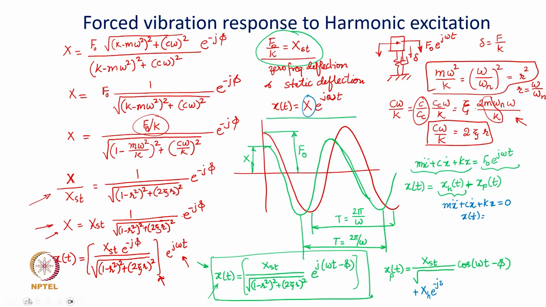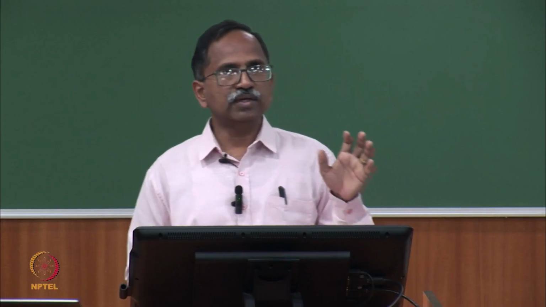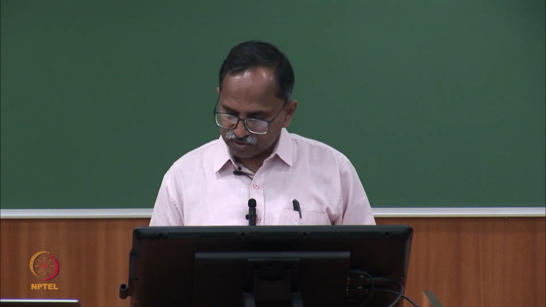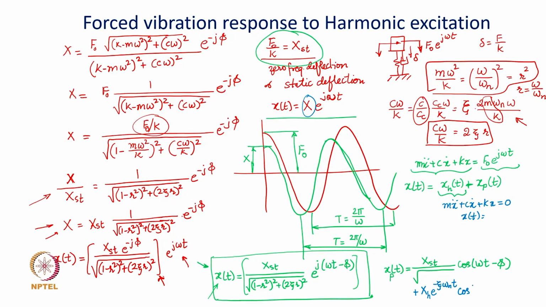Right. So, this was minus zeta omega n t, is it not, an exponentially decaying quantity, right, with the amplitude x h, which was again a function of initial displacement, initial velocity and other parameters of the system. What was it multiplied with?